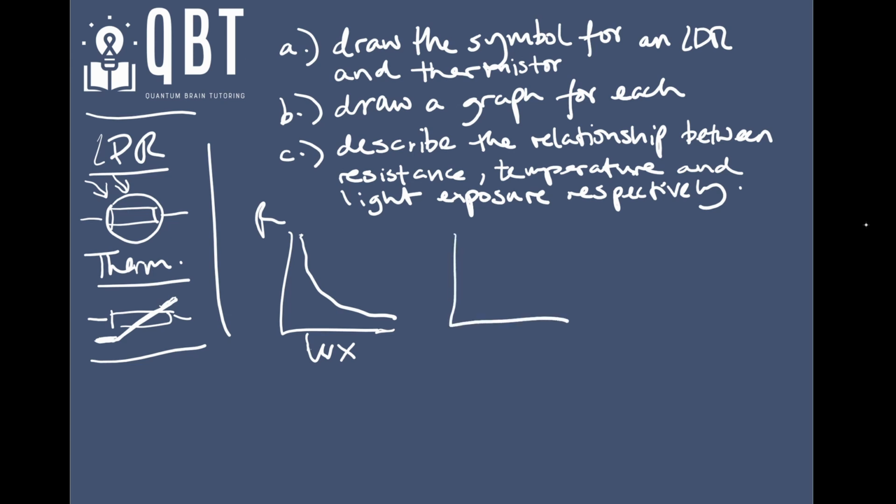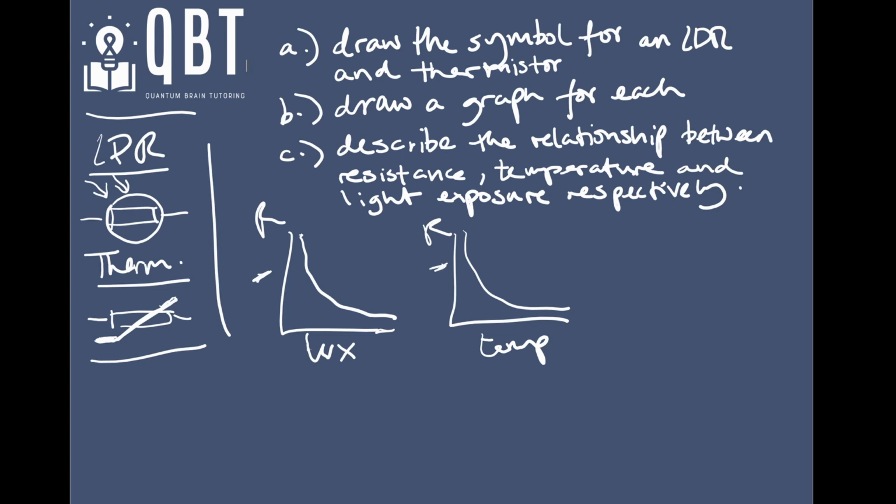And in a thermistor, you have temperature on the x-axis and resistance on the y-axis, and the graph is exactly the same. It's this curved, exponentially decreasing graph, and as temperature increases, resistance decreases. So this is your graph for your LDR here, and this is your graph for your thermistor here.